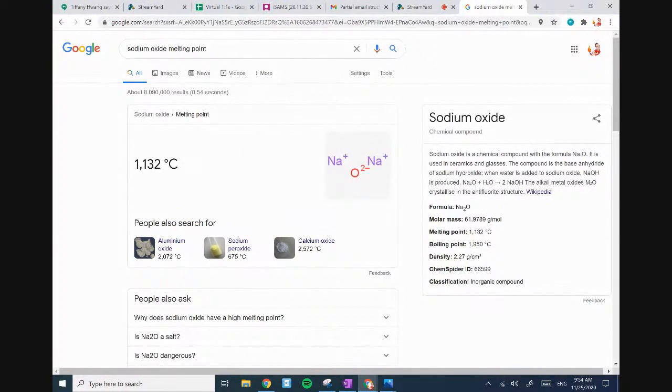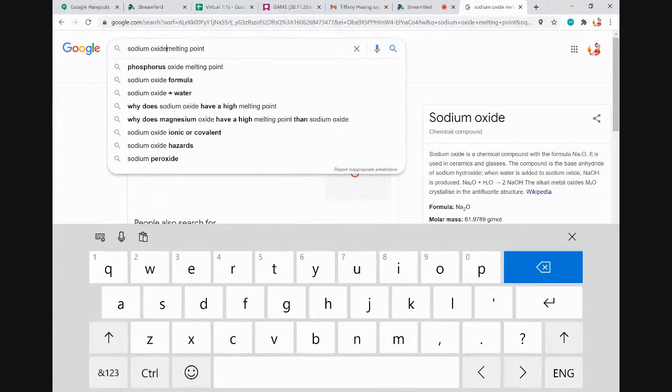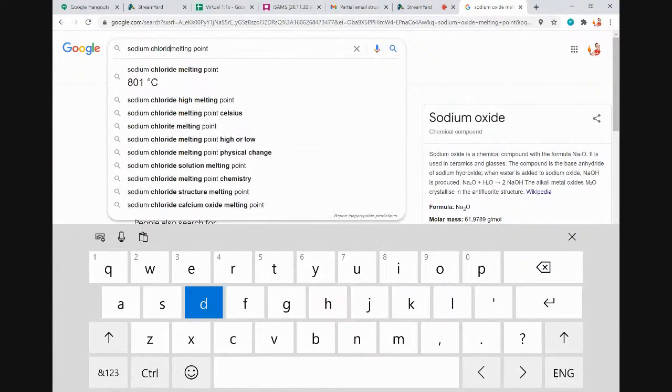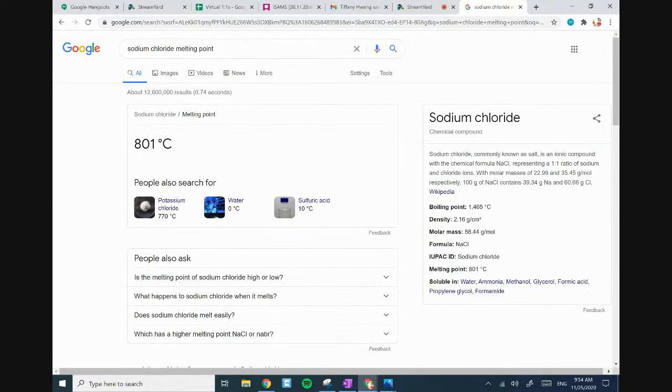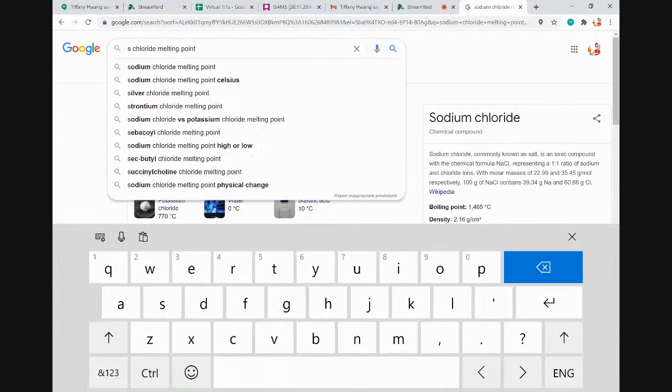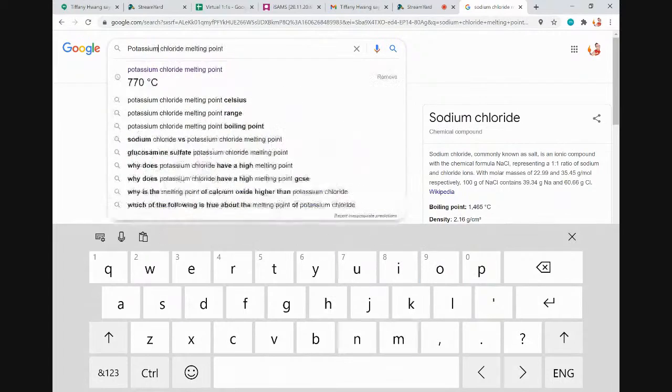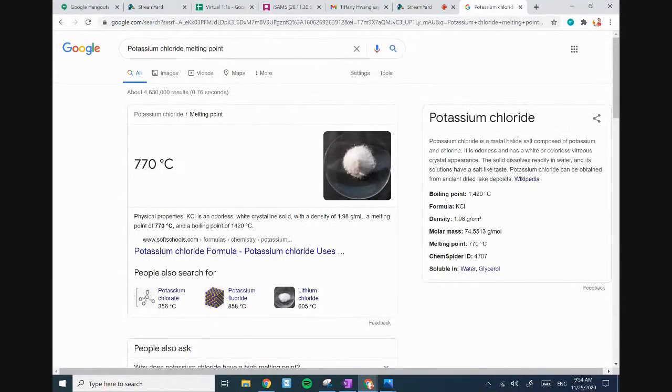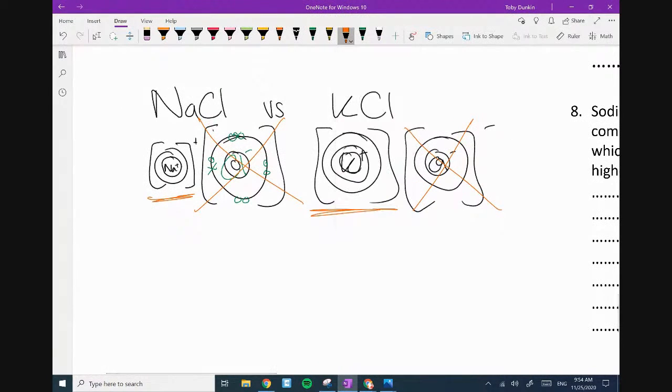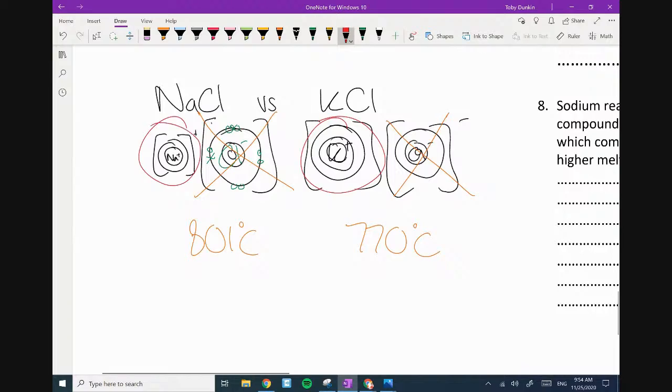Let's check. Sodium chloride is 801. 801, there we go. But potassium chloride should be lower. 770, there you go. So we've got 801 for that guy and 770 for that. It is slightly lower because it has a larger cation. I hope that makes sense. That actually brings us to the end of ionics, which is nice.